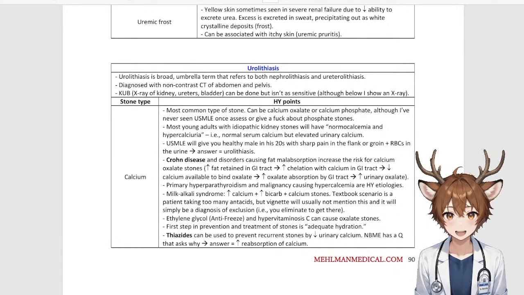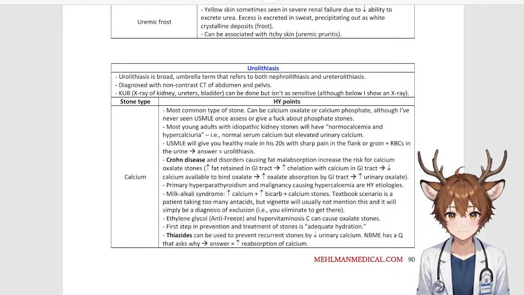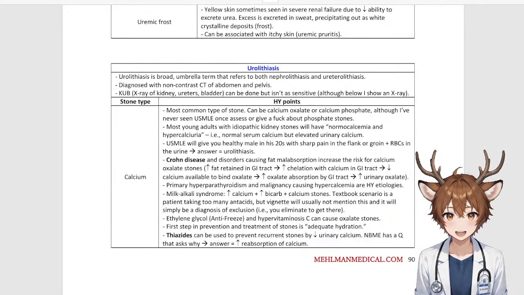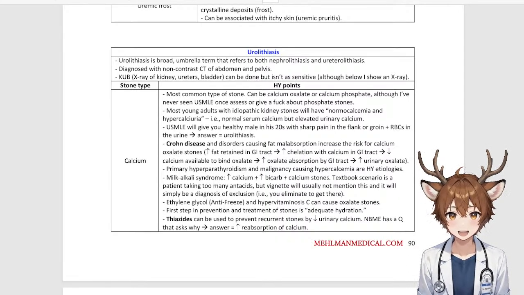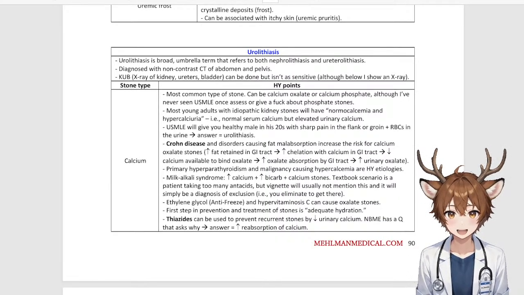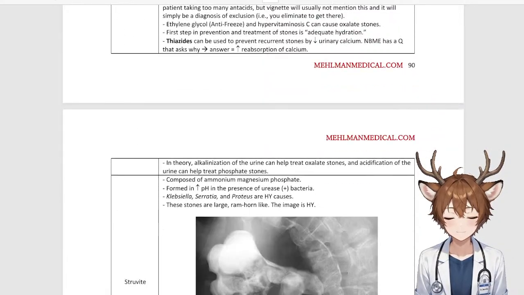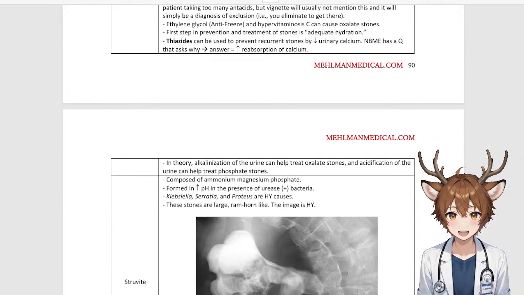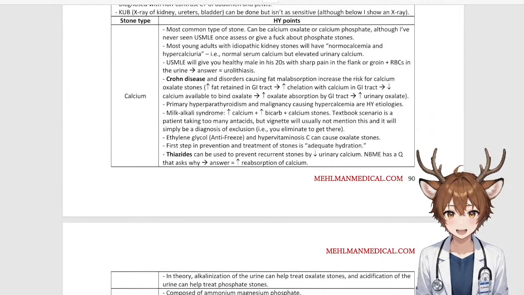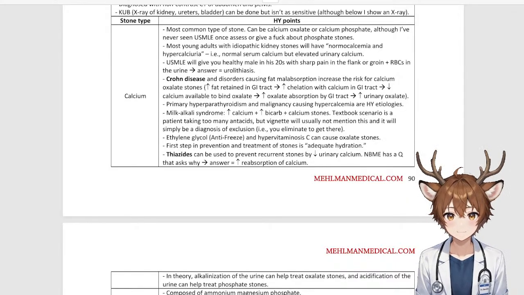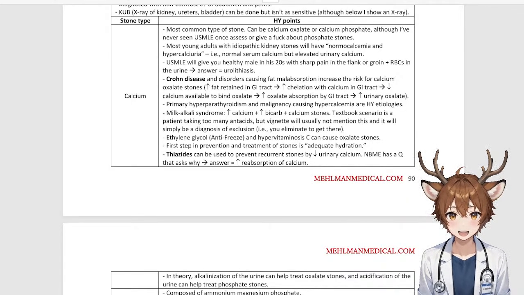First step in prevention and treatment of stones is adequate hydration. Thiazides can be used to prevent recurrent stones by decreasing urinary calcium. NBME has a question that asks why. The answer should be elevated reabsorption of calcium. In theory, alkalinization can help treat oxalate stones, and acidification of the urine can help treat phosphate stones.